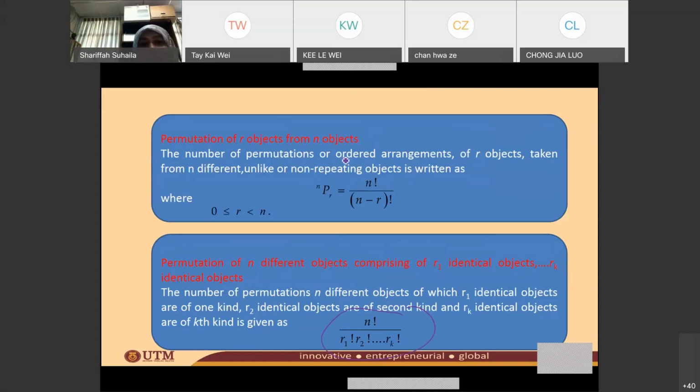Okay, kalau this one NPR ni adalah n objects for R different objects lah ya. So that means this one is n factorial over n minus R factorial. But if you have R identical objects, so that means n factorial over R1 factorial, R2 factorial, RK factorial. Okay, for example, let's say kita ada perkataan lah. Let's say if your word appears 2 times, so that means it belongs to n different objects, but consists of R identical objects.